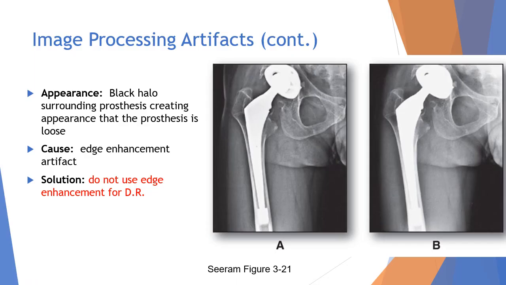A black halo surrounding a prosthesis, creating an appearance that the prosthesis is loose. The actual problem is the cause was an edge enhancement artifact, and we don't want to use edge enhancement for diagnostic radiology.